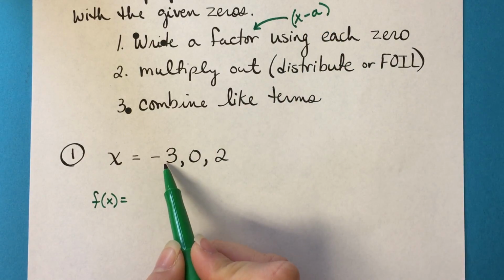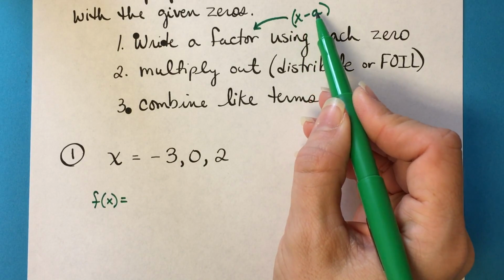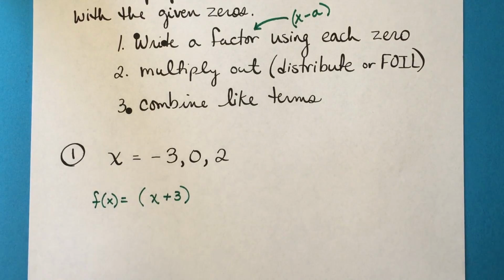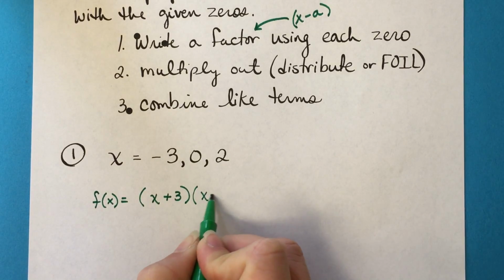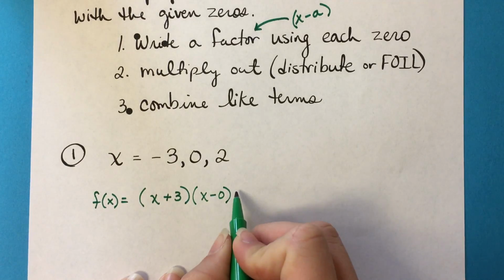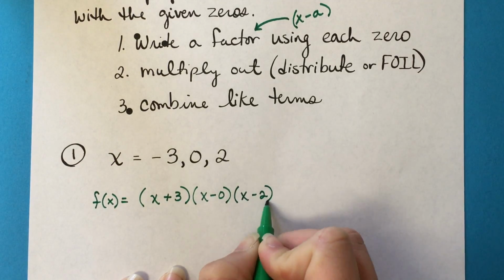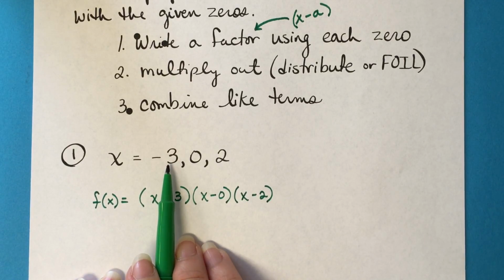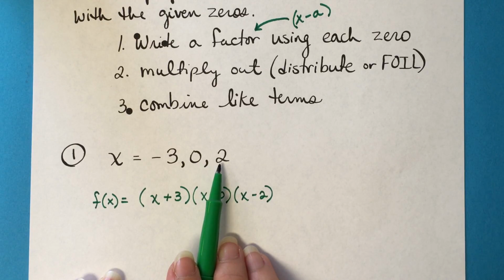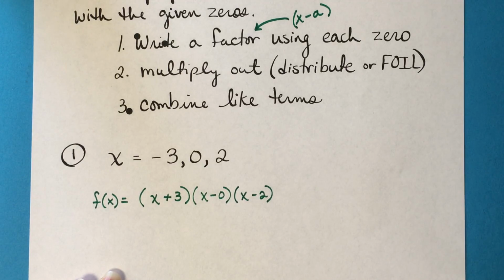So I would start with -3, so I would have x minus -3. Now, x minus -3 is going to change to a plus because it's minus a negative. Then I would have x minus 0, and then I would have x minus 2. Okay, so I did x minus -3, x minus 0, and x minus 2. Okay, so there is step 1.